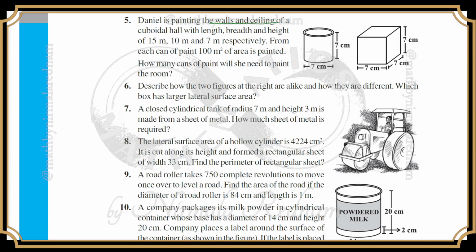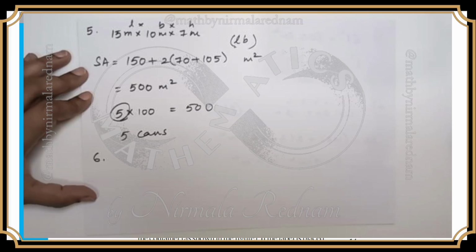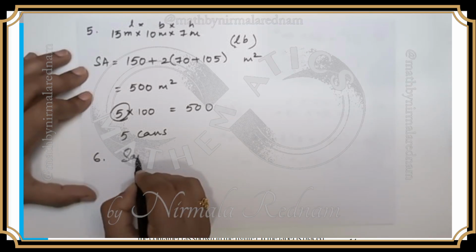Next question. Describe how the two figures at the right are alike and how they are different. So you can see that they have given two figures. The first one is a cylinder. The second one is a cube, because length, breadth and height are all of the same dimension. So it's a cube. So what is the similarity? You can say that the height is the same. So the similarity is that they are of the same height.